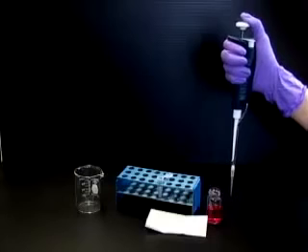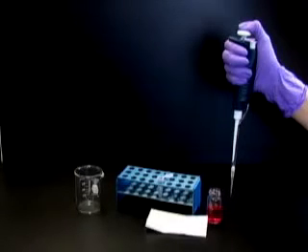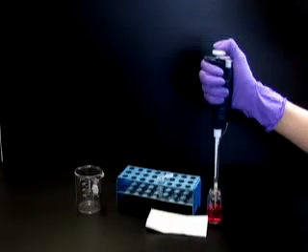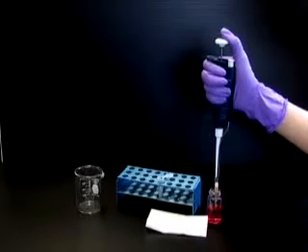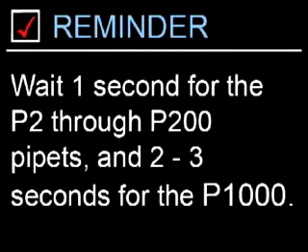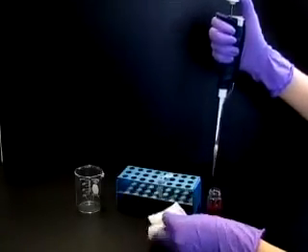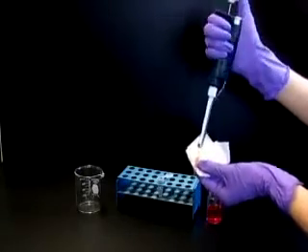To draw sample into the plastic tip, depress the plunger until resistance is felt. Hold the Pipetman vertically and immerse it into the sample. After the tip is immersed, slowly release the plunger to draw liquid into the tip. Wait a few seconds to ensure that the full volume of sample is drawn into the tip. As a guide, wait 1 second for the P2 to P200 Pipetman and 2 to 3 seconds for the P1000. The larger the volume or the more viscous the sample, the longer you should wait. Remove the Pipetman from the sample and carefully wipe excess liquids from the sides of the tip.